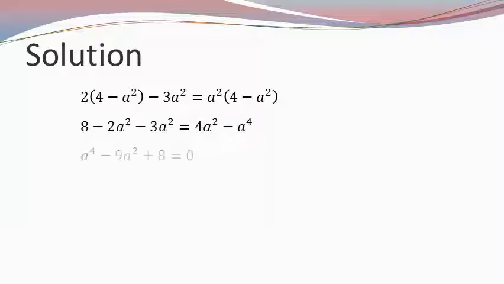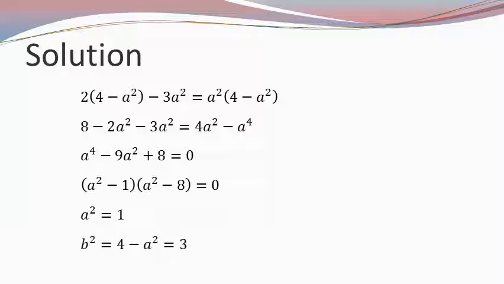So taking the terms to the left hand side, we have a quadratic equation in a squared. It can be factored like this. So we have two possible values for a squared, 1 and 8. But 8 would make b squared negative. So we just take a squared equals 1. So then b squared turns out to be 3. Therefore the equation of the hyperbola would be this one.